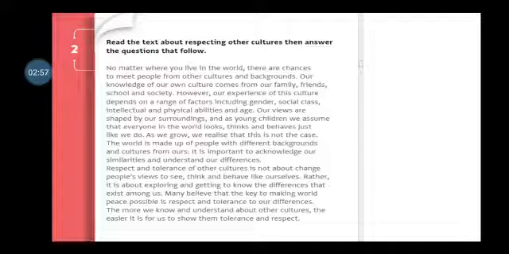It is important to acknowledge your similarities and understand the differences. Respect and tolerance of the other cultures is not about changing your own points of view, the way you think or the way you behave. No, you have to think and behave like yourself, but it is about exploring and getting to know the differences that exist between the people. The key to make the world peaceful is by respect and tolerance. The more you understand about the other cultures, the easier it's going to be for you to show tolerance and respect.